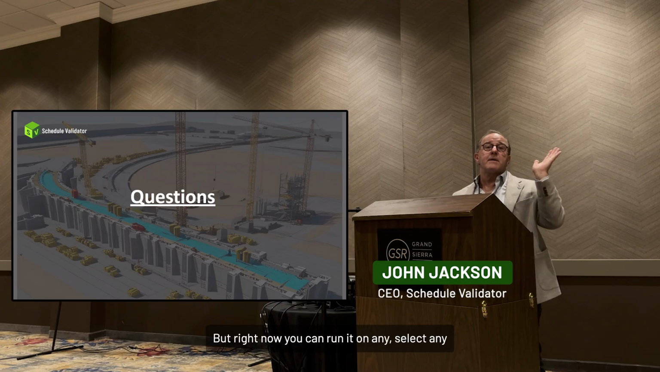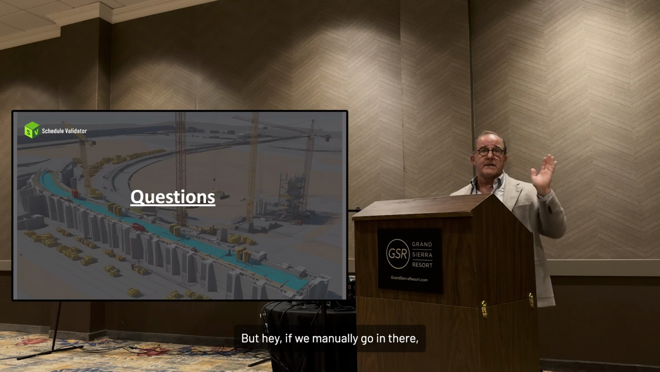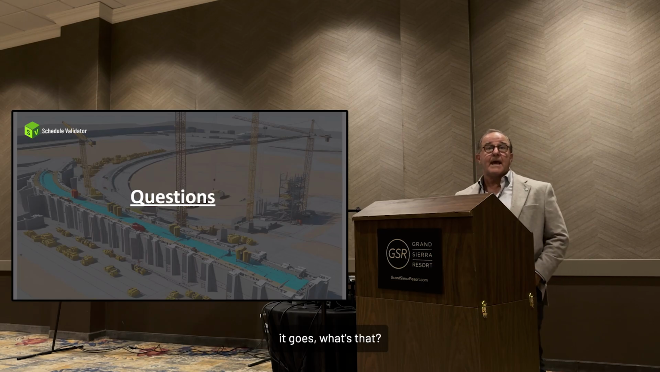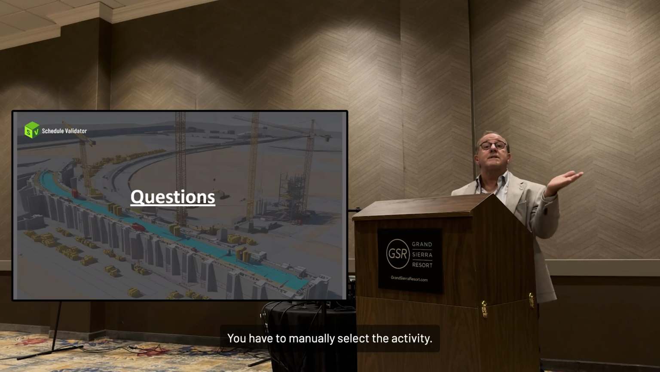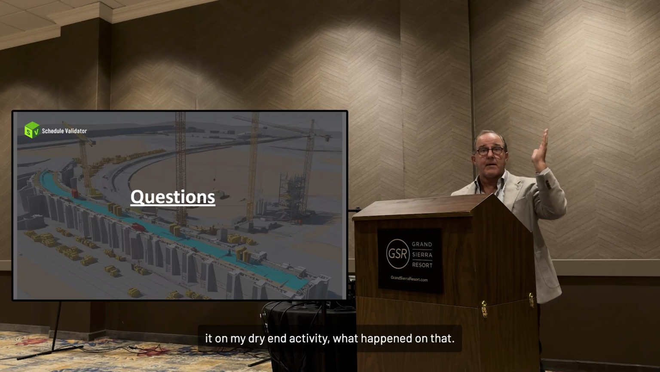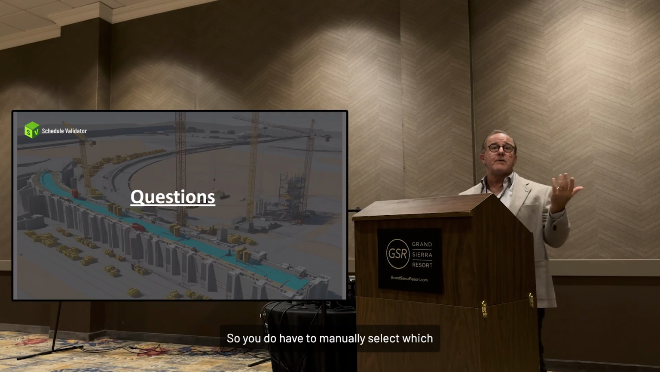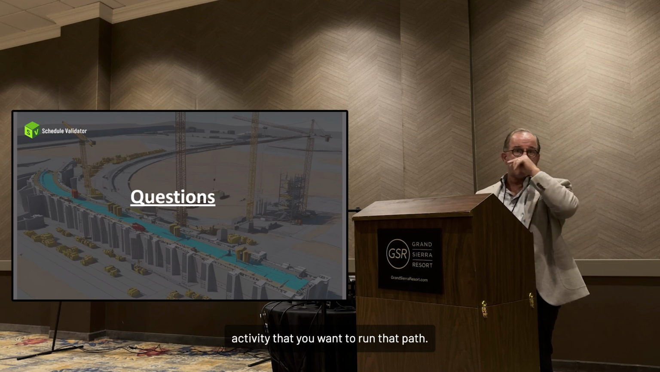But right now you can select any activity and run a Windows analysis. You have to manually select the activity. Say, I want to run it on this milestone, or I want to run it on my dry-in activity. So you do have to manually select which activity you want to run that path on.